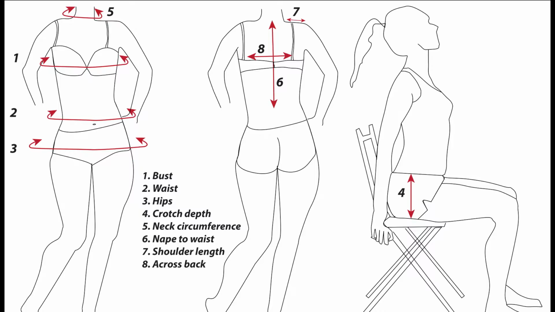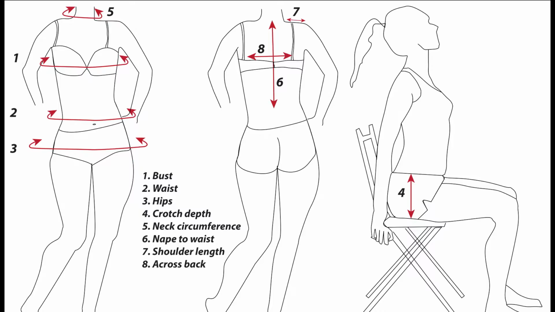Measure the bust at the widest part. Measure the waist at the smallest part with the tape not too close around your body. For the hips, measure around the widest part of the hips. Crotch depth is another measurement you are going to need for this pattern. To take it, sit on a chair and hold a ruler next to your hips.